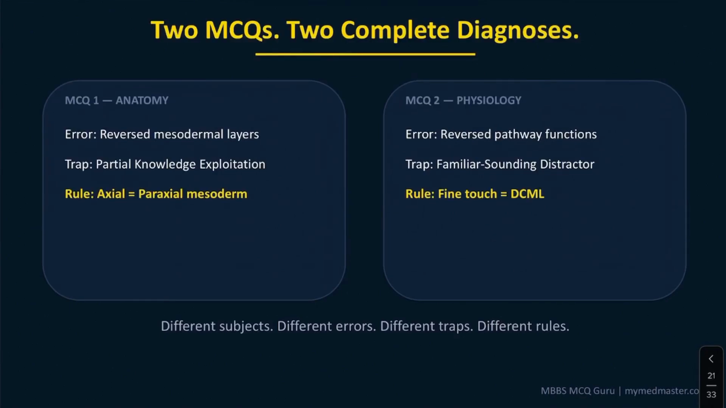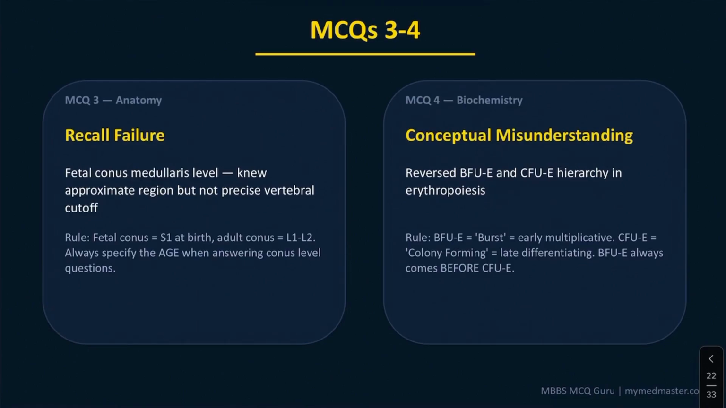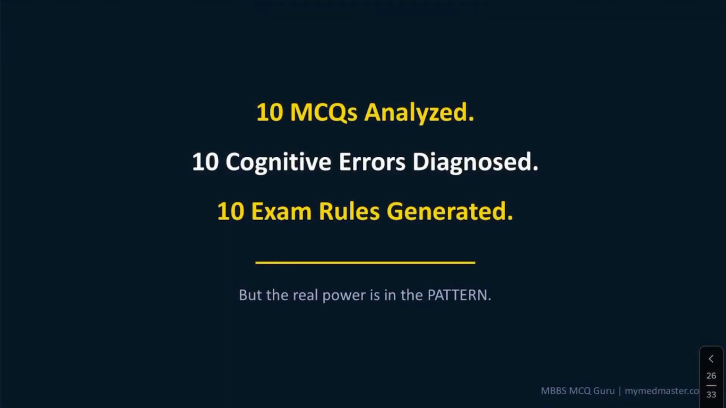So till now we have seen two MCQs and two complete diagnoses of these MCQs. In this, we had different subjects, different error types, different traps, and different rules. So this tool doesn't use the same template. It diagnoses each MCQ individually. Now let's move faster. We will go fast from MCQ 3 to MCQ 10. So I have rapidly skipped through the MCQs. We will see the important part.